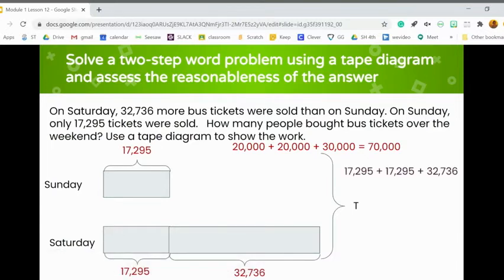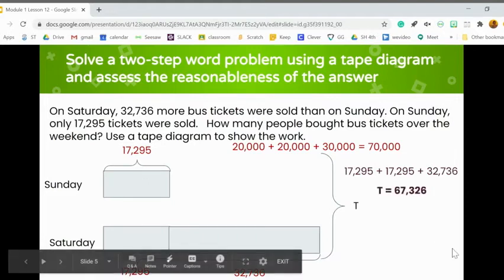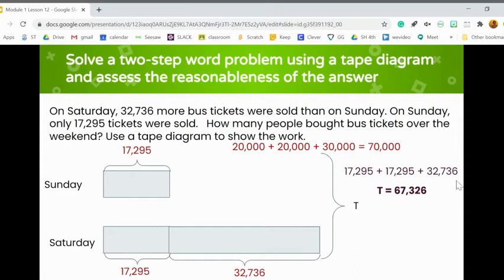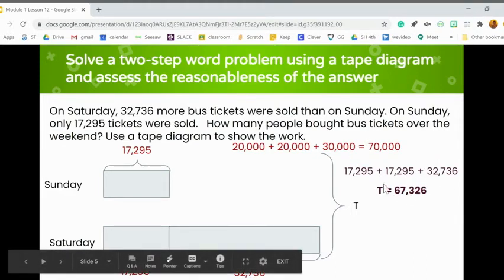So I'm going to add 17,295 plus 17,295 plus 32,736. You can pause and solve that. When I add them together, I get a total number of tickets, which is 600,326. And I'm going to ask myself, is that reasonable? Is it close to my estimate of 70,000? Yes. So I can say that that is most likely correct.